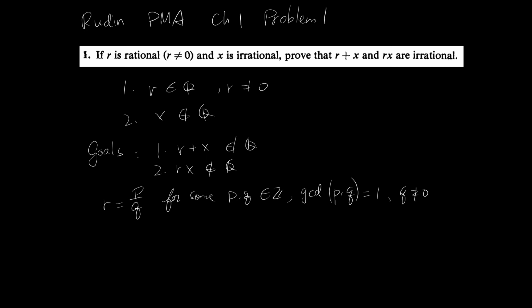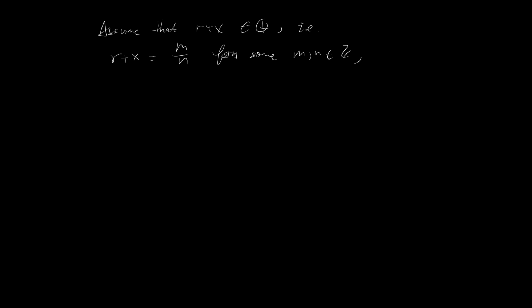So to prove that R plus X is irrational, we must assume that it is rational first, to use proof by contradiction. And so we assume that R plus X is rational, i.e. R plus X is equal to M over N for some integers M, N, and just like we've done before, they're co-prime, which is another word for them having the greatest common divisor being 1, and N is non-zero.